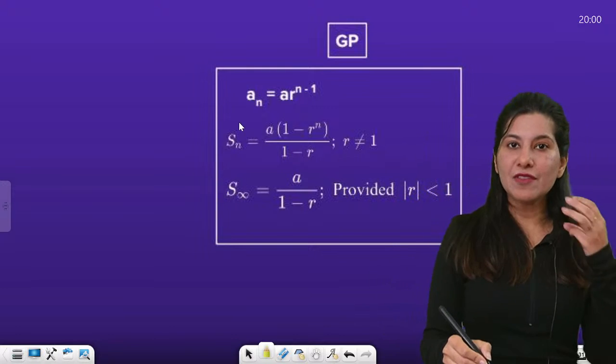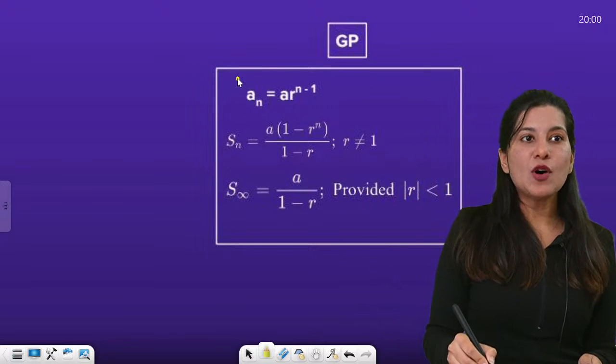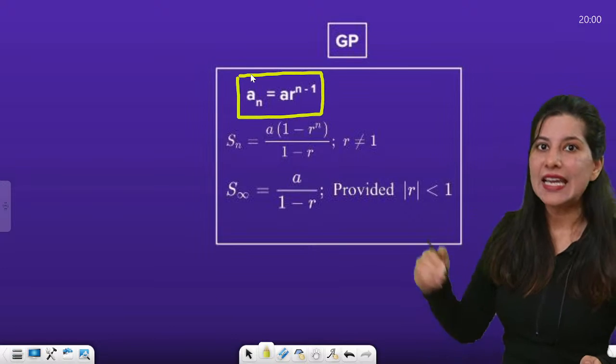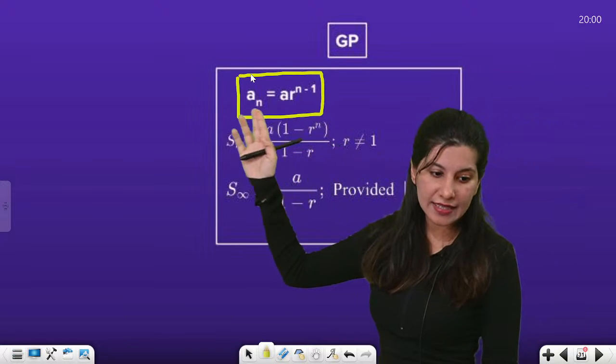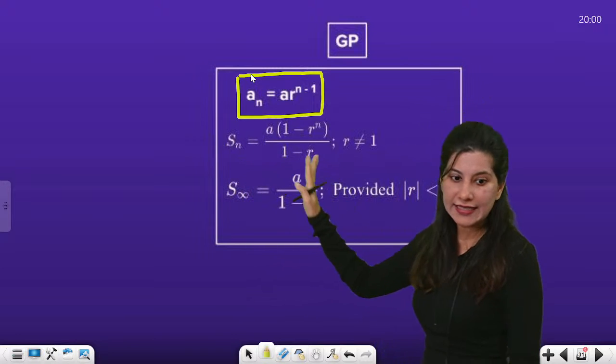So for GP we have three formulas. The first formula is the nth term, which you've already seen. An is equal to A R raised to power n minus 1. Right? Clear?